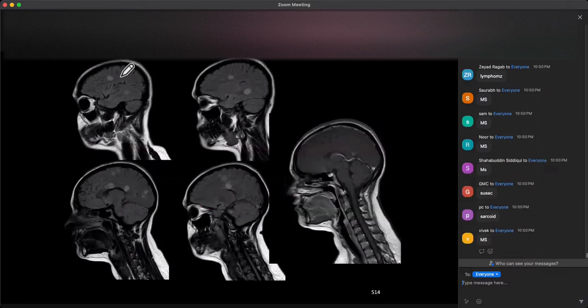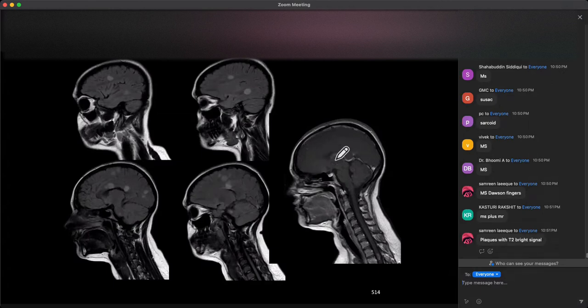Yeah, multiple sclerosis, Dawson's fingers. So we've got increased signal involving the areas of the brain perpendicular to the corpus callosum. And you can see that on the enhanced view, we've got, I think we're at the wrong level here, but during the enhancement, these lesions did actually enhance.